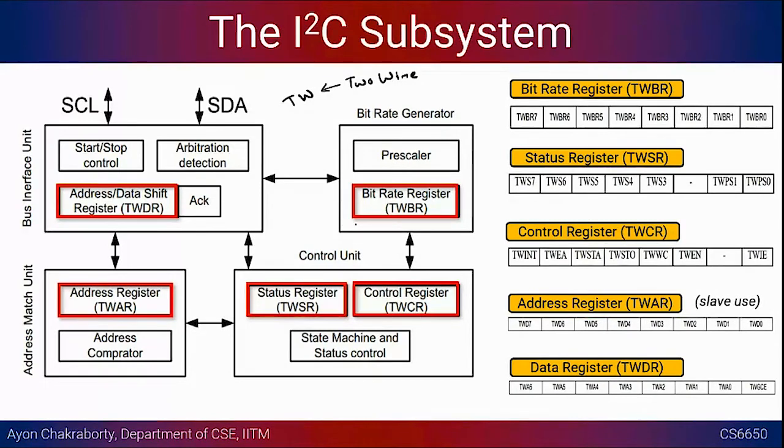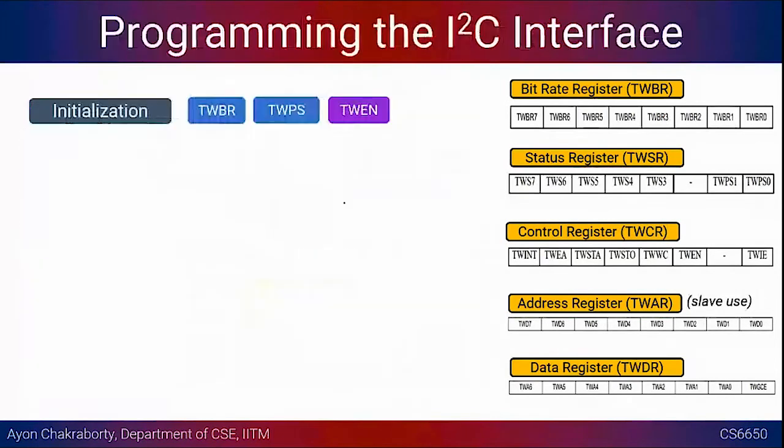So these are the 5 registers. Earlier, in case of the SPI, we just had 3, and we will see how to program these and what they mean. This is the flow or the state diagram of how the I2C data communication takes place, and it starts with initialization, right?